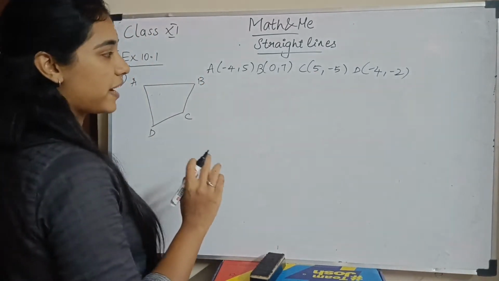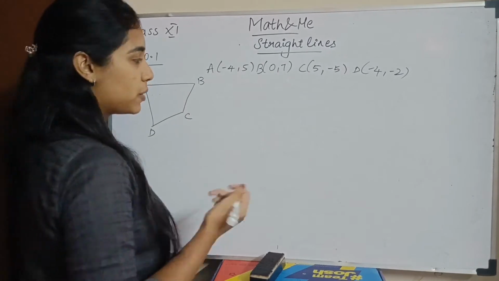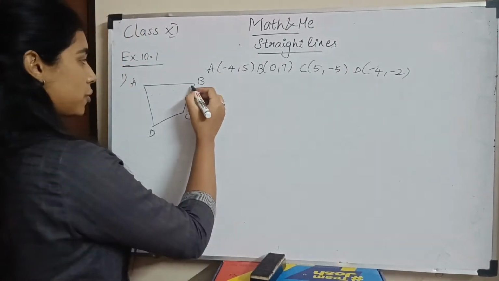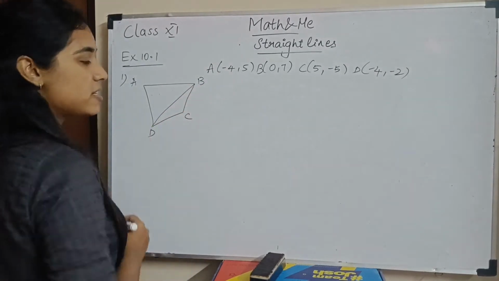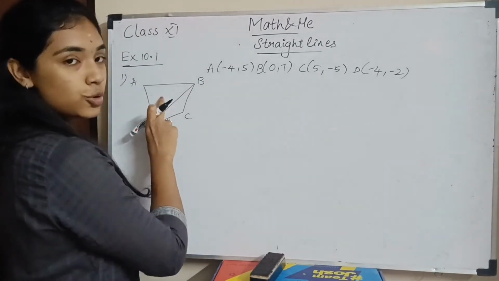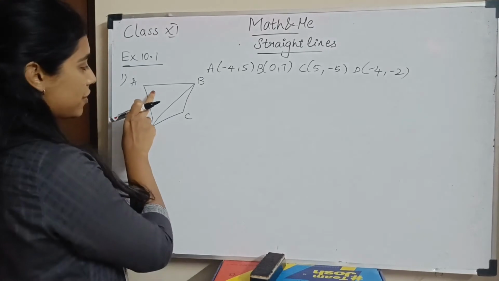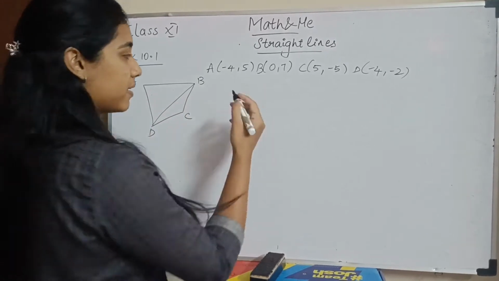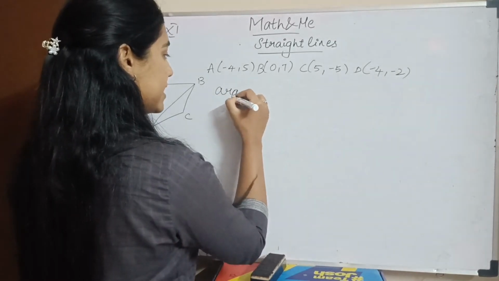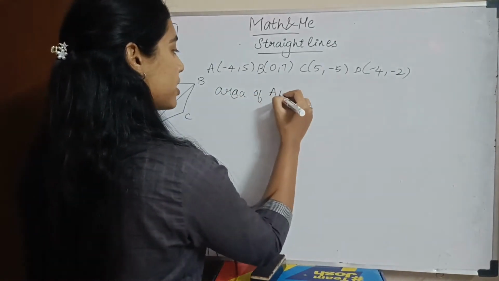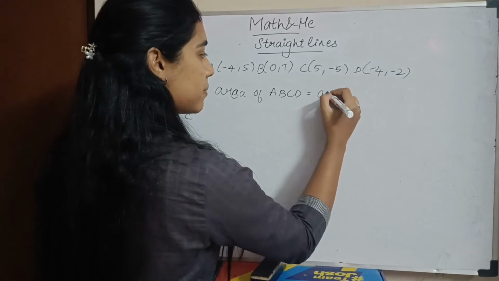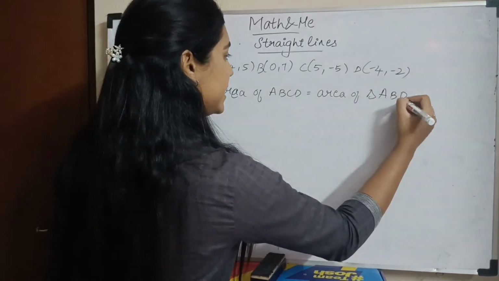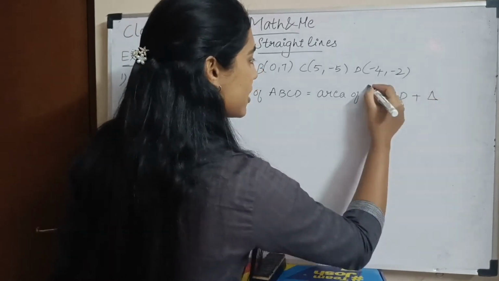They are asking you to find the area of this quadrilateral. But what do we know? We only know area of triangle using the coordinates, right? So what do we do? We split the quadrilateral into 2 triangles. We find the area of triangle ABD and we find the area of triangle BCD and add them both. So basically, area of quadrilateral ABCD is nothing but area of triangle ABD plus triangle BCD.